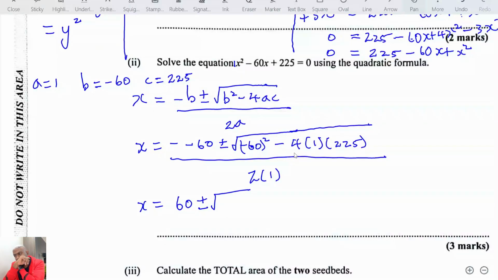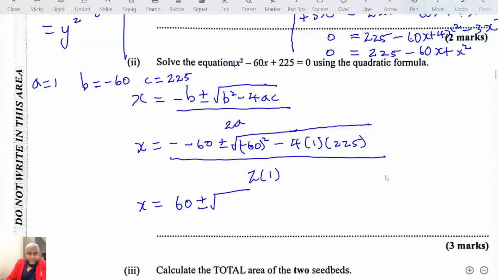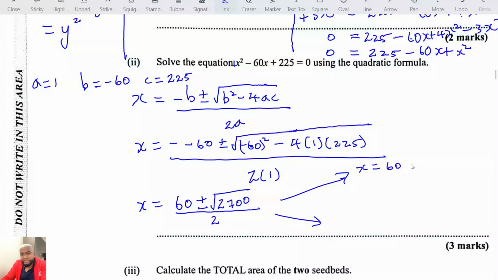So I never work it out yet. 2,700, 2,700, right? Over 2 by 1 is 2. So we're branching off into two answers, right? One with minus, one with plus. So x will be equal to 60 plus square root 2,700 divided by 2. So work out the top first, then press equal, then divide by 2, right? And then here, x will be equal to 60 minus square root of 2,700 all over 2.